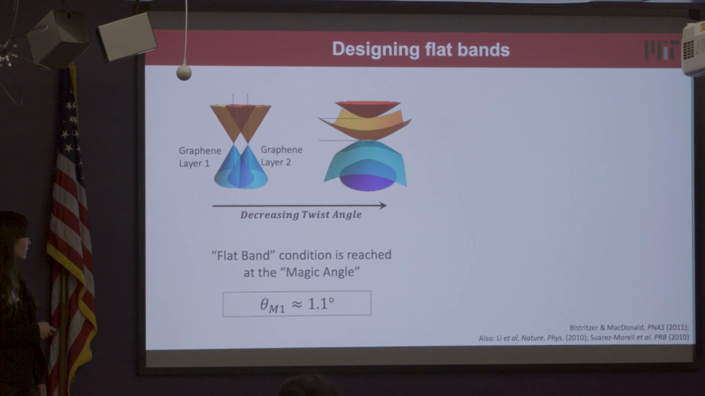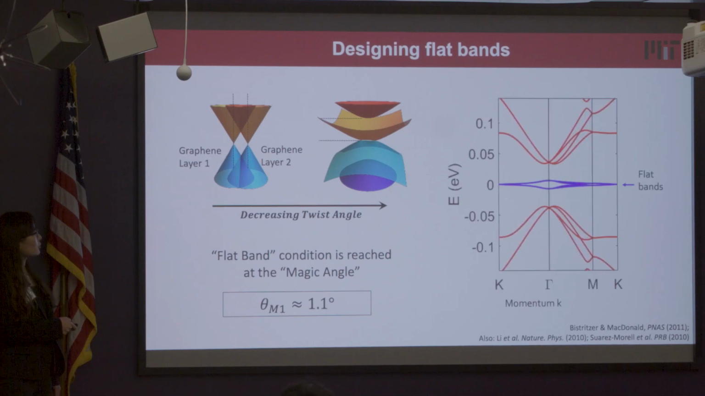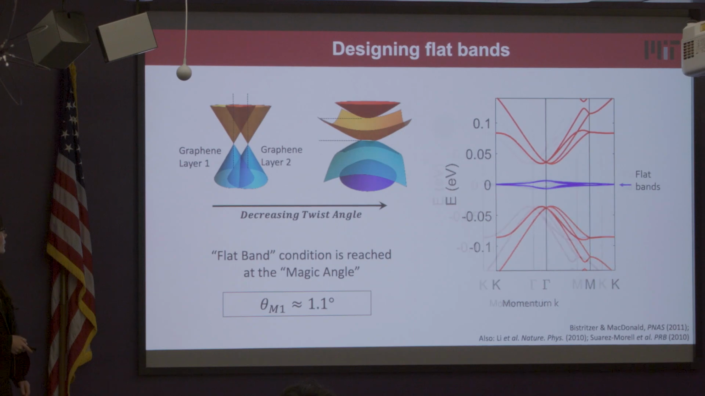and there is a point at which, this is called the magic angle for graphene, a twist angle of around 1.1 degrees, where the bands near zero energy become almost completely flat, as you can see in this energy momentum dispersion. So basically, you can achieve this flat band engineering just through twisting two layers of graphene, which are not necessarily strongly correlated materials.